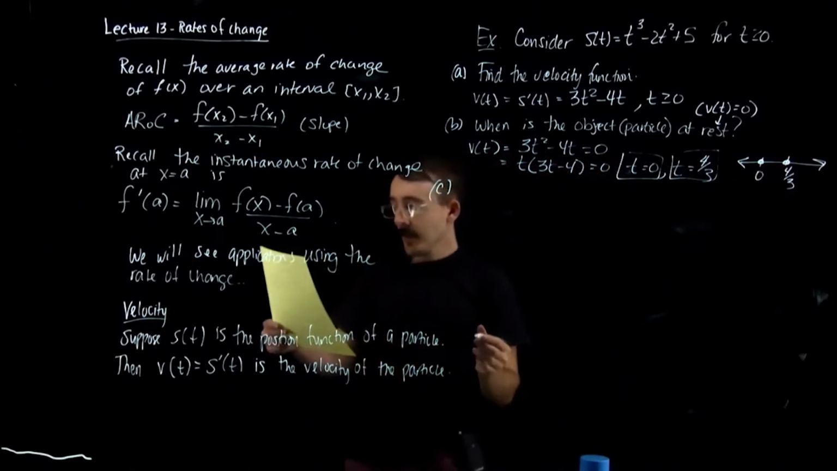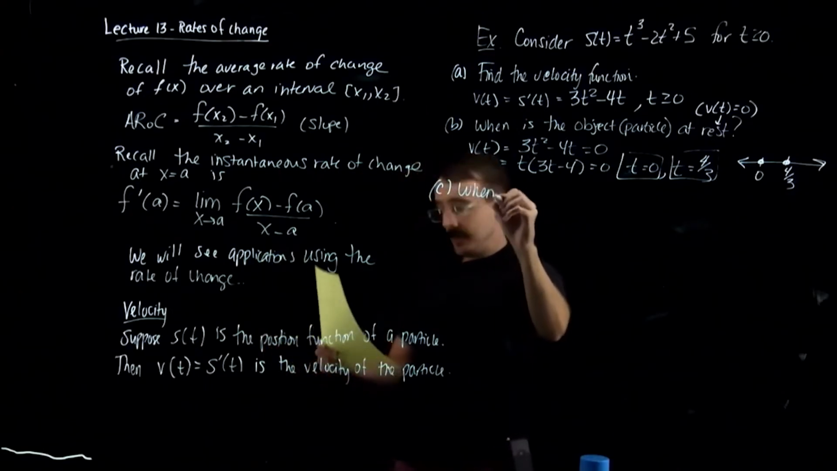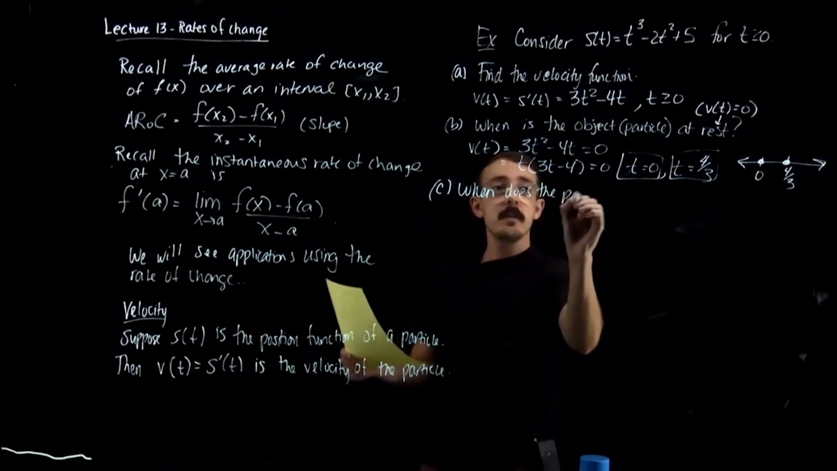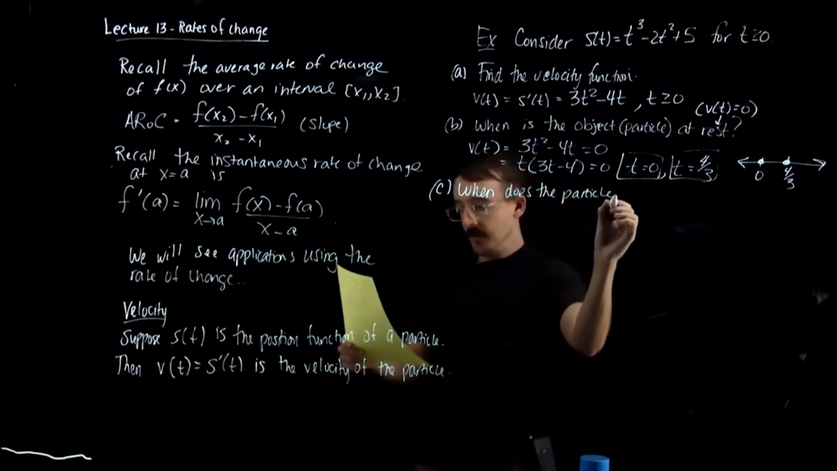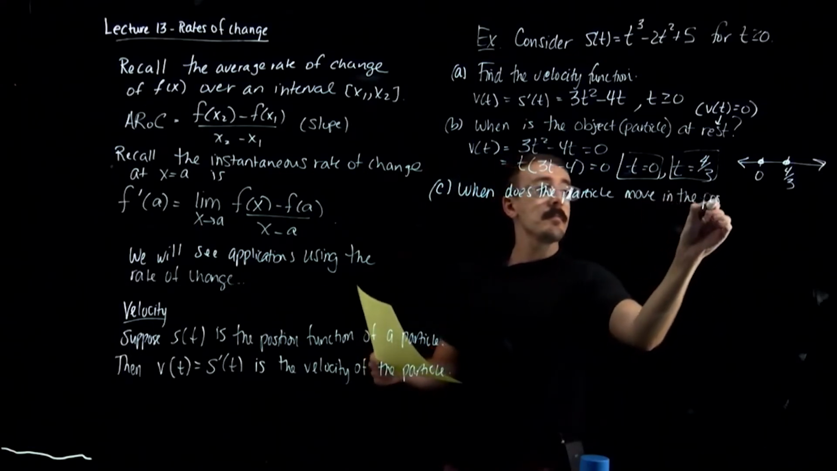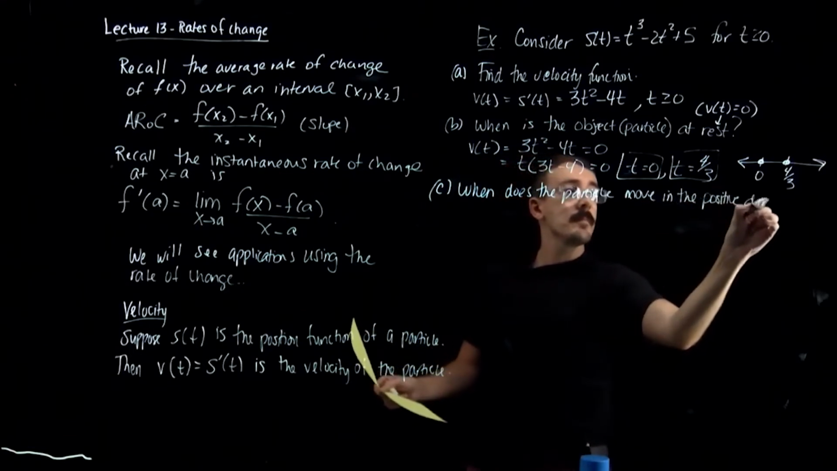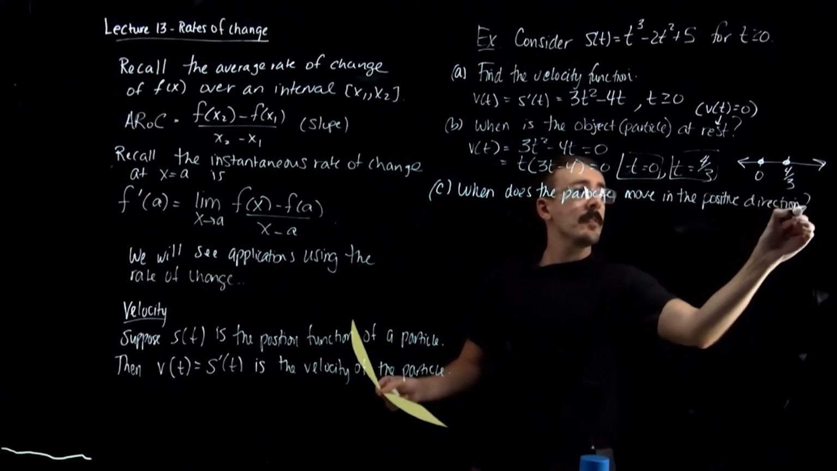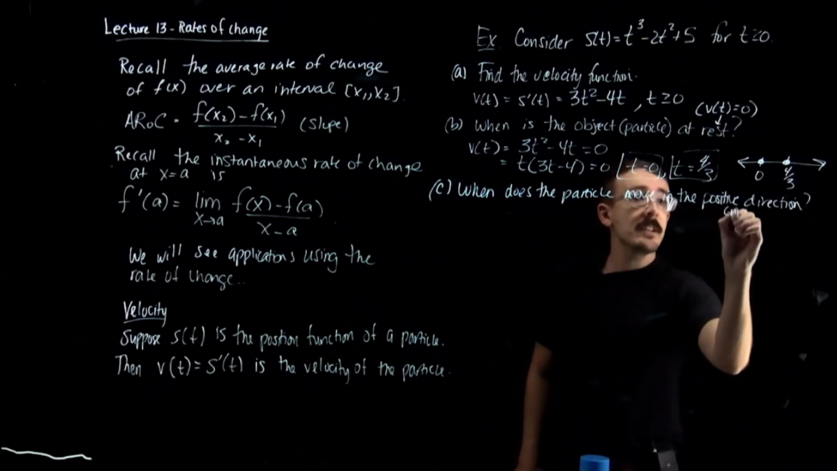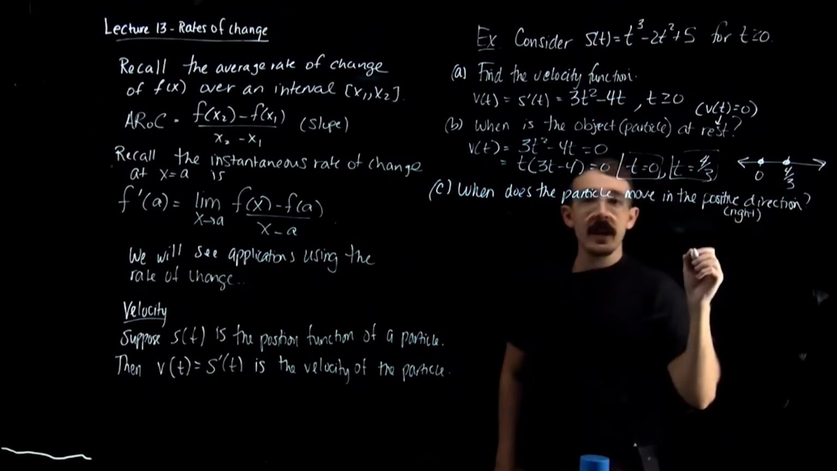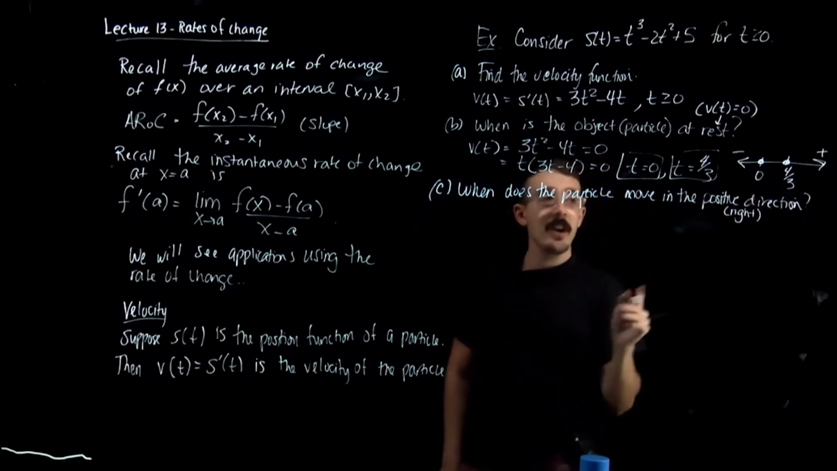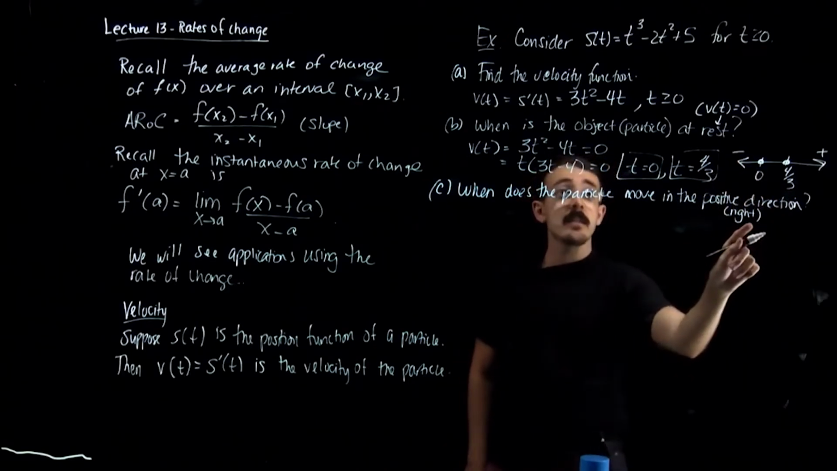So now, for part C, I'd like to know when does the particle move in the positive direction. So for us in particle motion, we're going to say the positive direction is the right on the number line. So this will be the positive direction, and that'll be the negative direction. So we want to know when this is moving to the right.